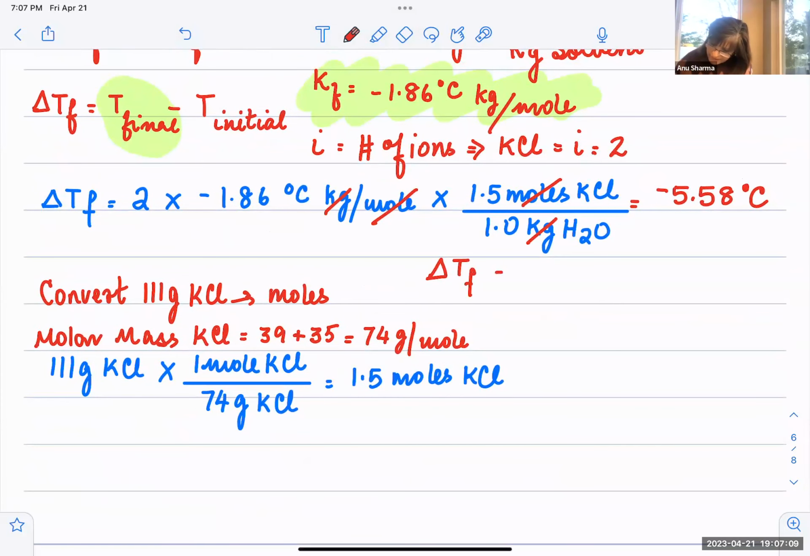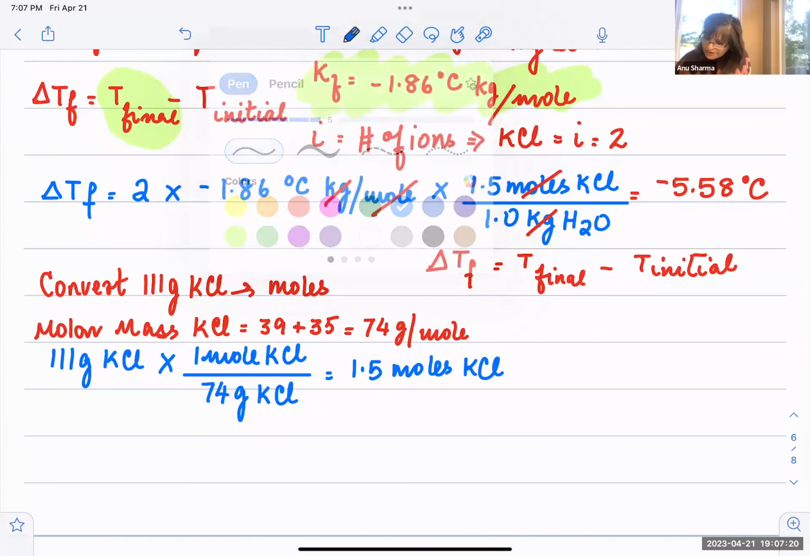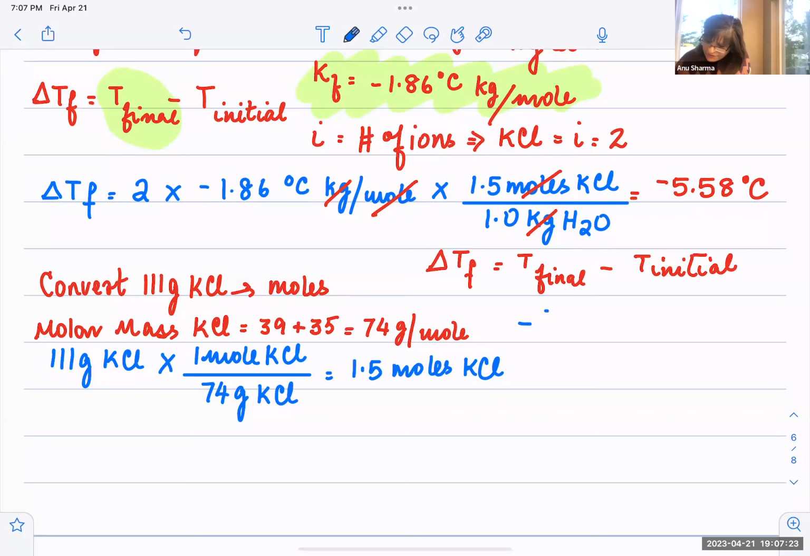Delta TF is equal to T final minus T initial. And remember, we need to find the T final. So here, delta TF is negative 5.58 degrees Celsius, which is equal to T final, which we are finding, minus the T initial, which is 0 degrees Celsius. When you do the math, it is minus 5.58 degrees Celsius, the final temperature.